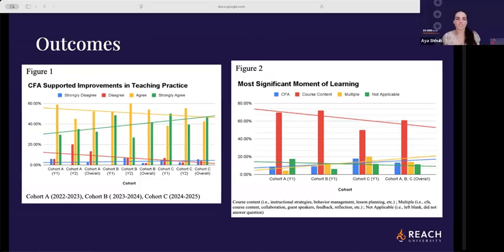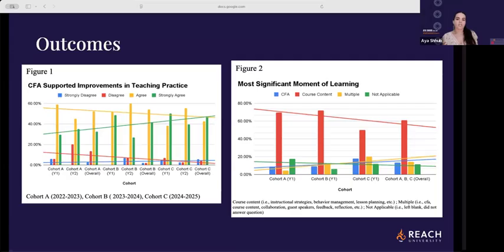And so we wanted to really understand the impact that that cycle of improvement had on student responses to these surveys. And so we took a look at 3 different years of cohorts. So we had cohort A, which was 22 to 23, cohort B, 23 to 24, and then cohort C, which was the most recent year, 24 to 25.